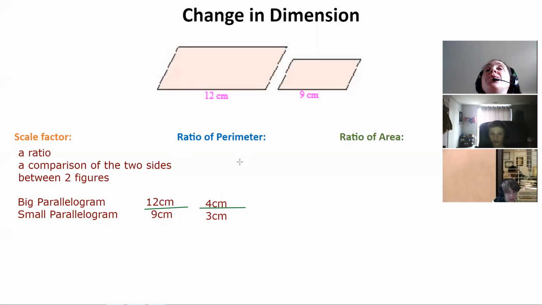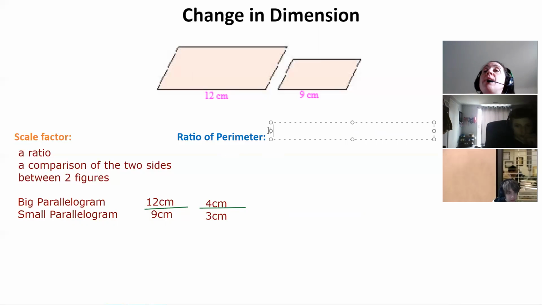Okay, now it's also going to say what would the ratio of the perimeters be? That means if you were to find the perimeter, how would the perimeters compare if you also did big to small? And there's a rule in math that tells us it would be exactly the same as the scale factor. So the ratio of perimeters is going to be the same as the scale factor. So that also is 4/3.